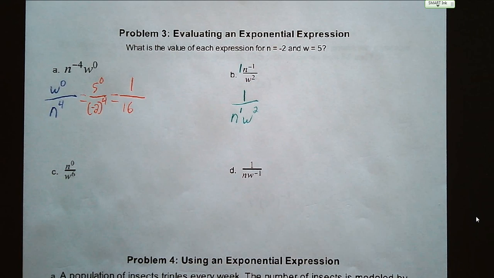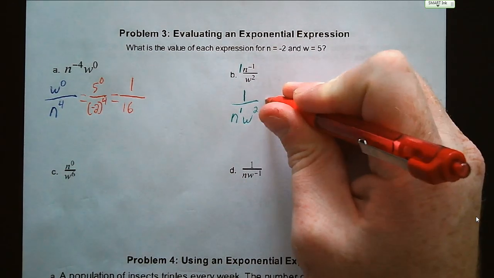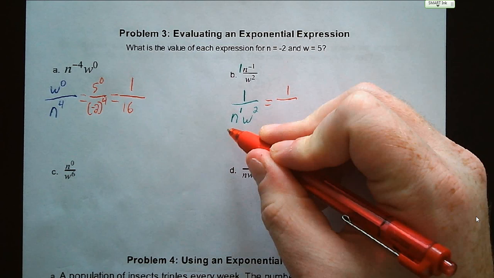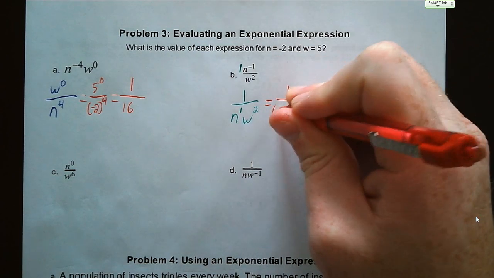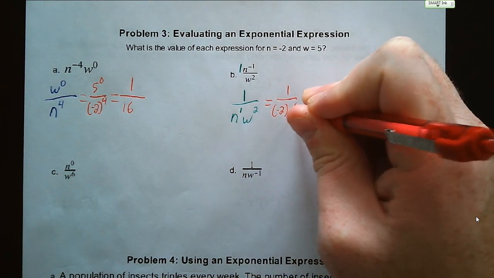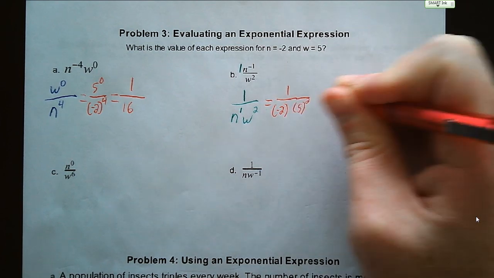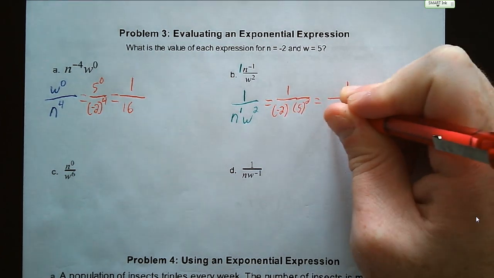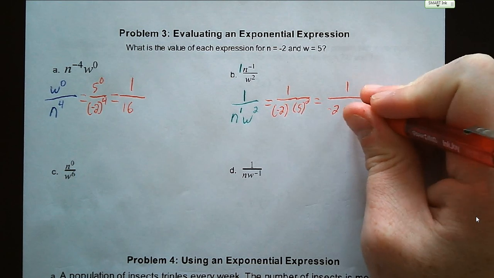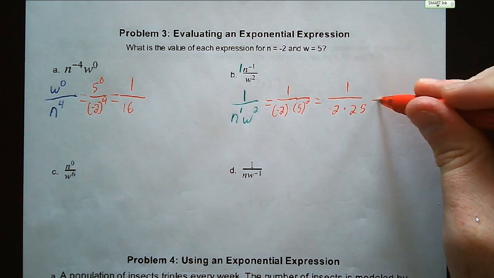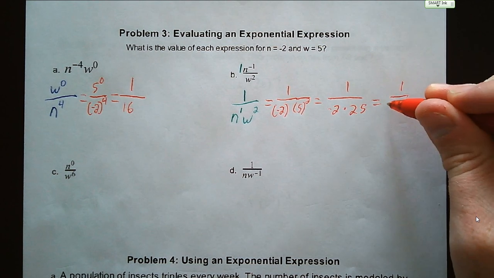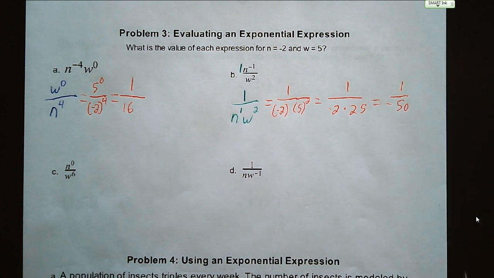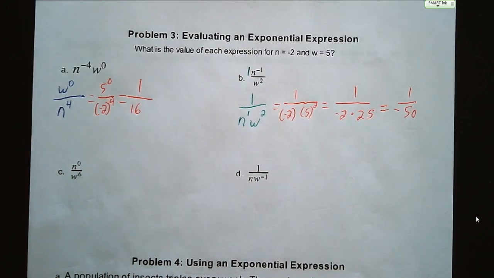So now we need to substitute in our 2 values. So we have 1 over n to the first power, which is just n, so that's negative 2 times 5 squared. So we have 1 over negative 2 times 5 squared, which is 25. And this is going to equal 1 over negative 50. Or if you put the negative sign just in front of the entire fraction, that's fine. Okay. I want you guys to try letter C and D on your own, and then check your answers with me.